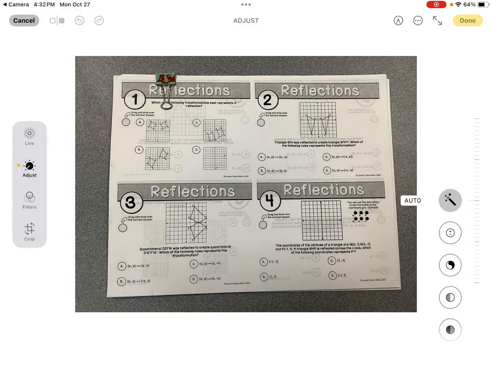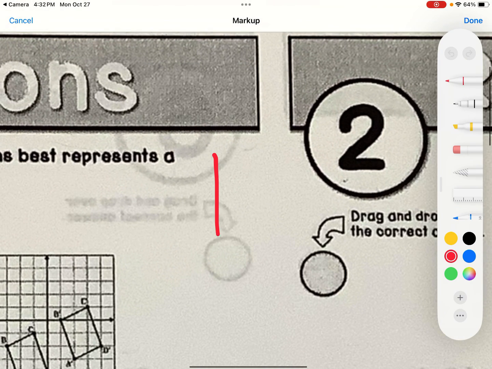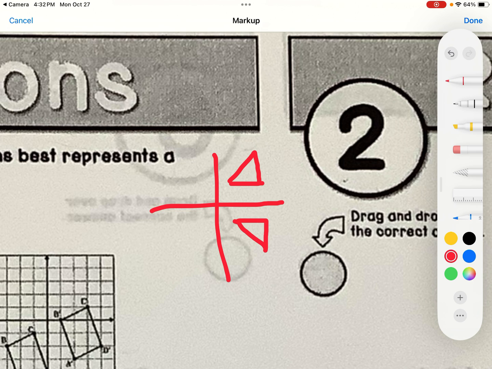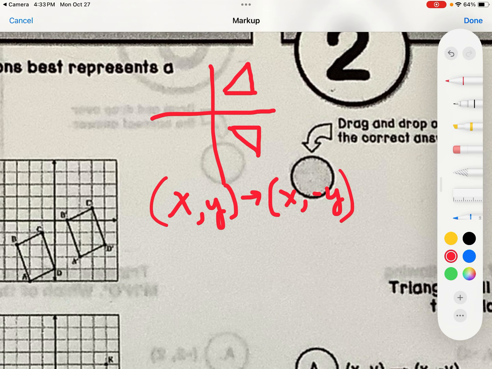So if I reflect across the x-axis, I have my x and my y, so my original coordinates. I'm going to change the sign of the y. The x stays the same, and I change the sign. So if it was positive, it's negative. If it was negative, it's positive.